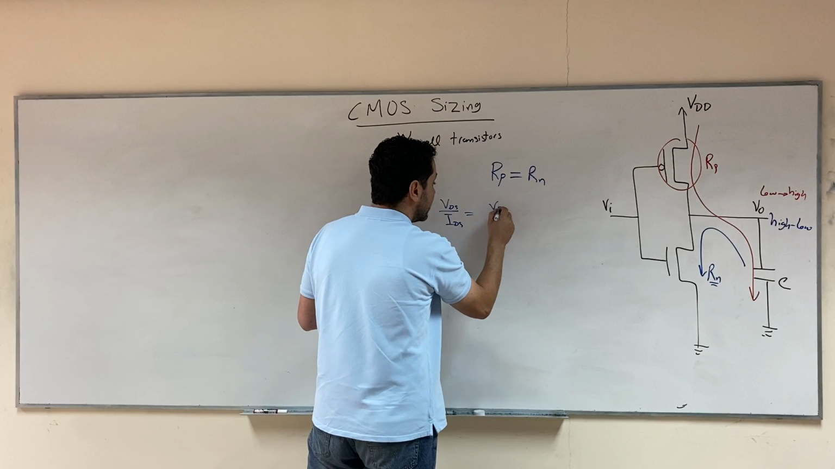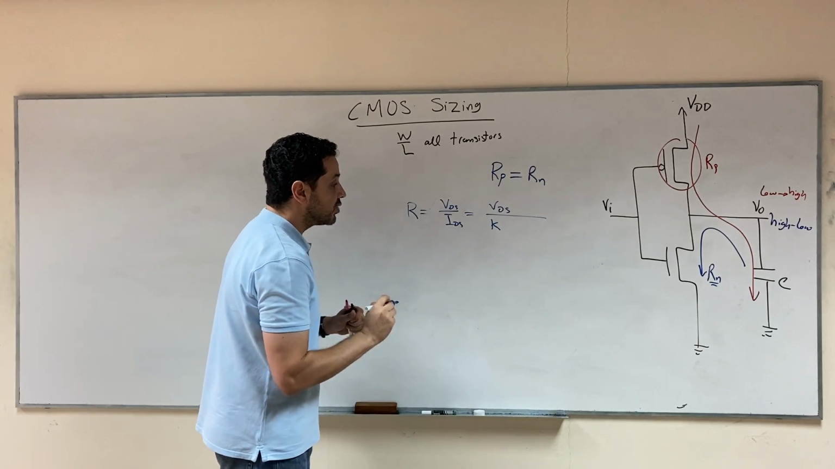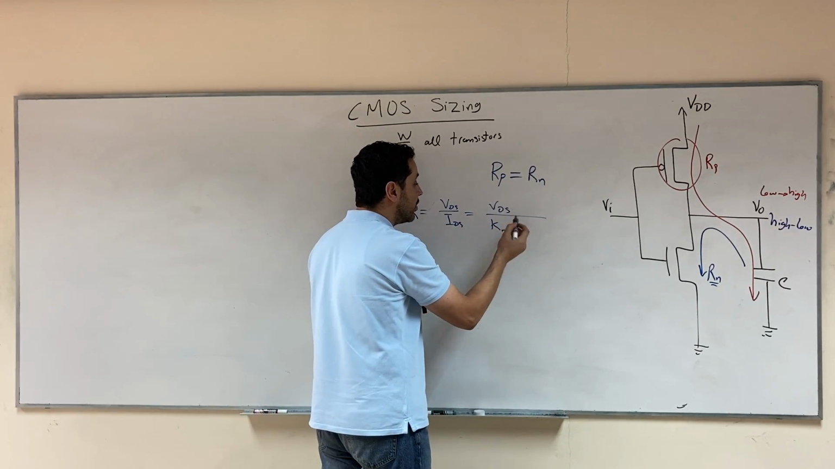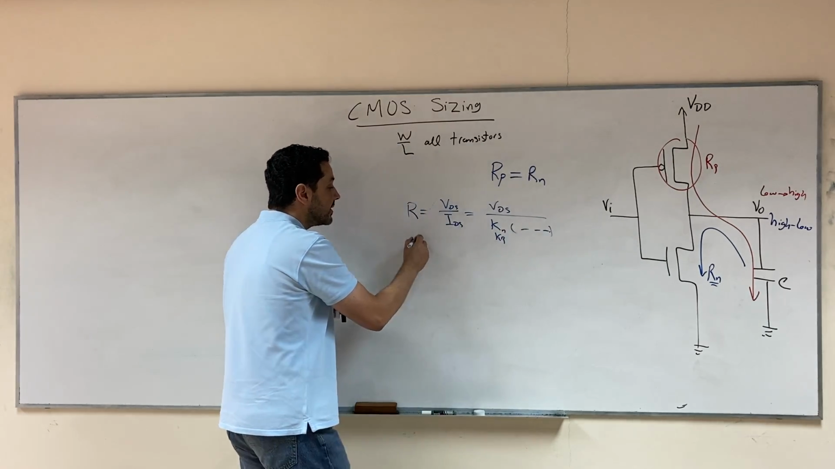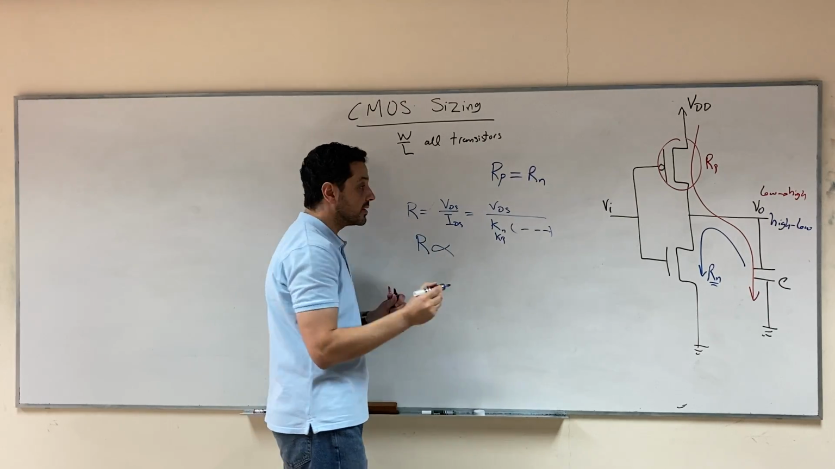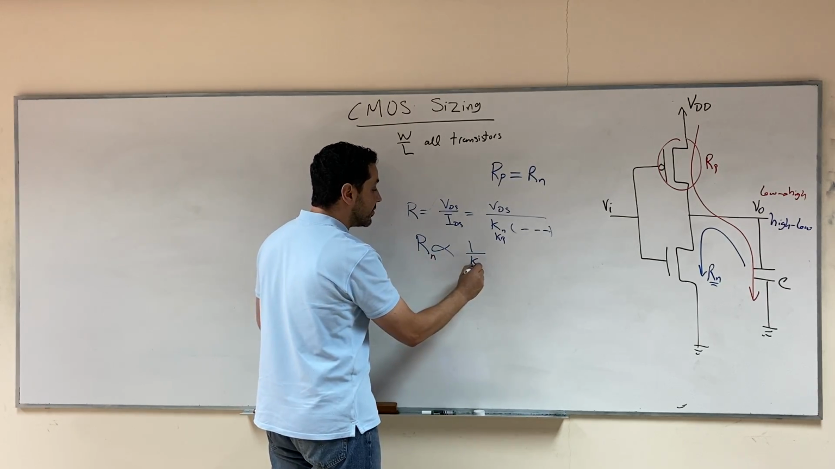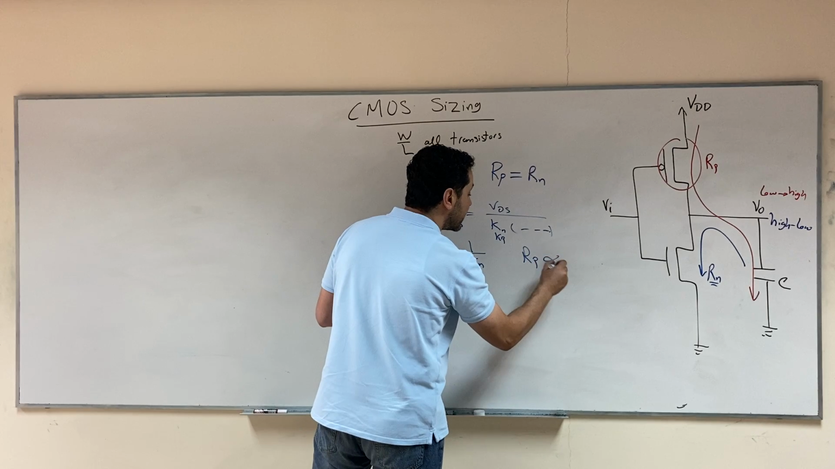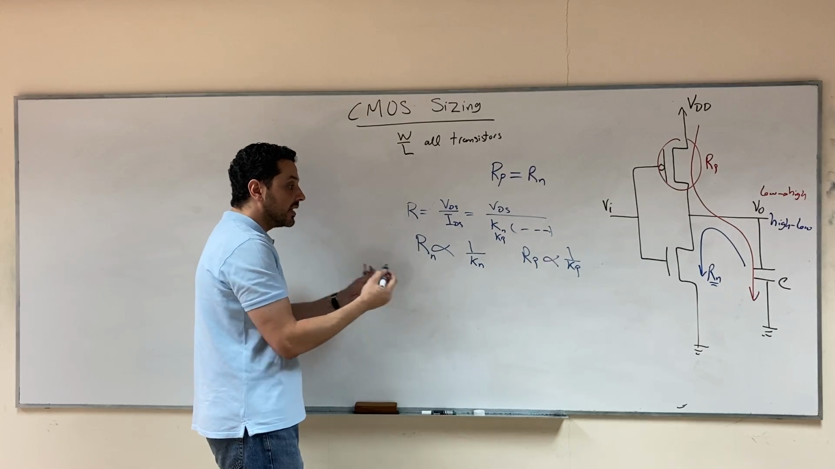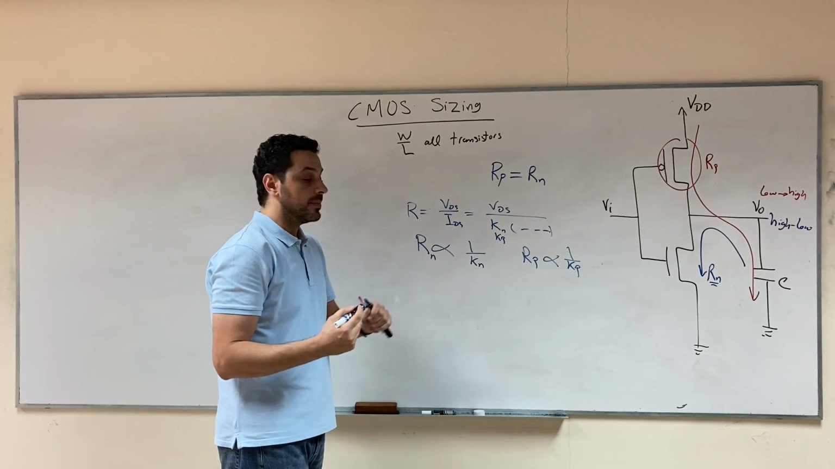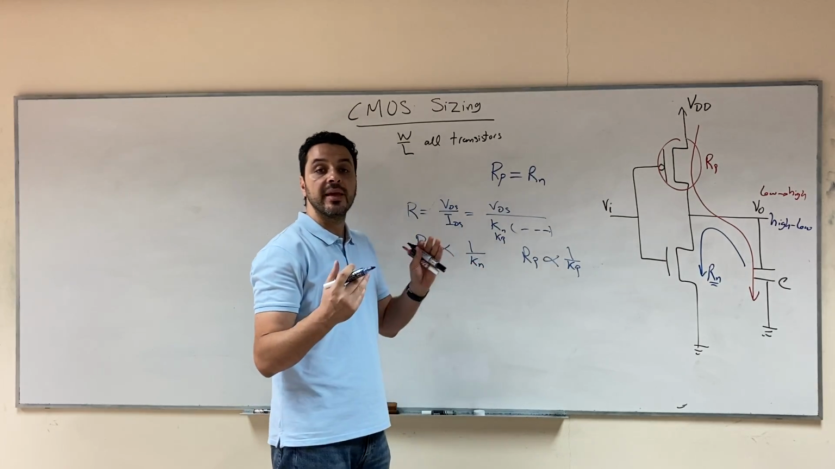And because the current depends on the factor K, whether Kn or Kp, multiplied by some voltages, the resistance R of any transistor is inversely proportional to the factor K. So Rn is inversely proportional to Kn, and Rp is inversely proportional to Kp. So if you want to design Rn to be the same as Rp, then you need to design Kn and Kp to be the same.